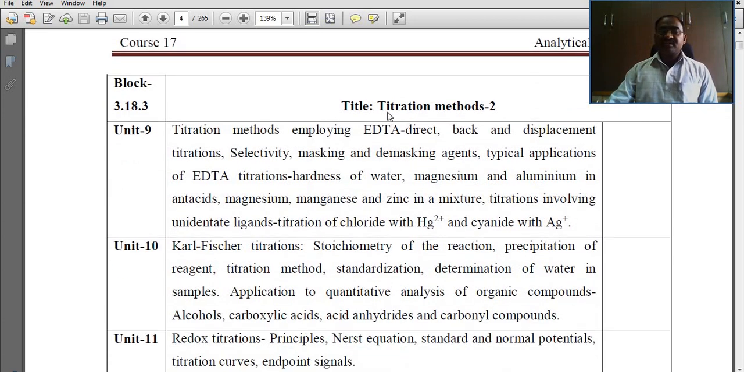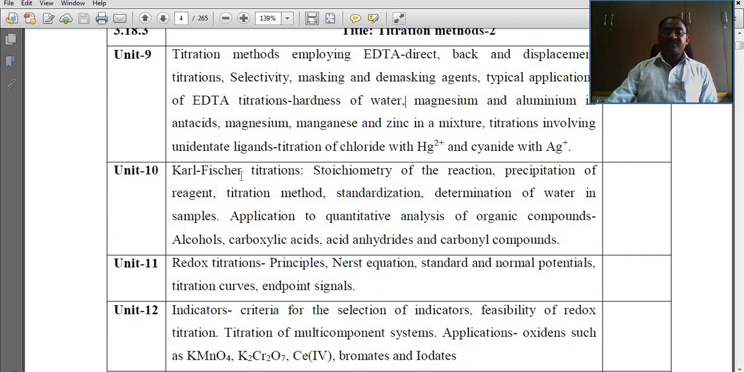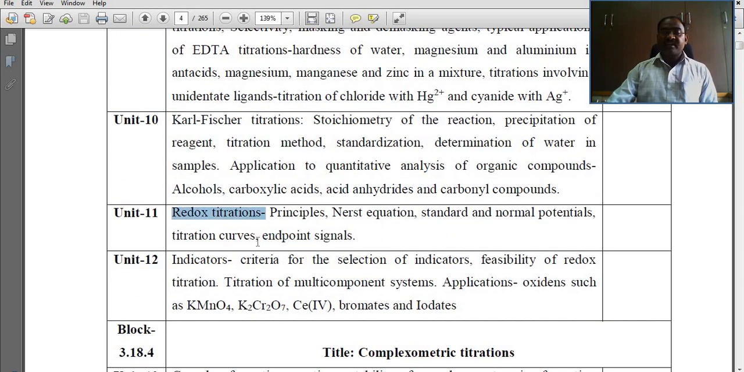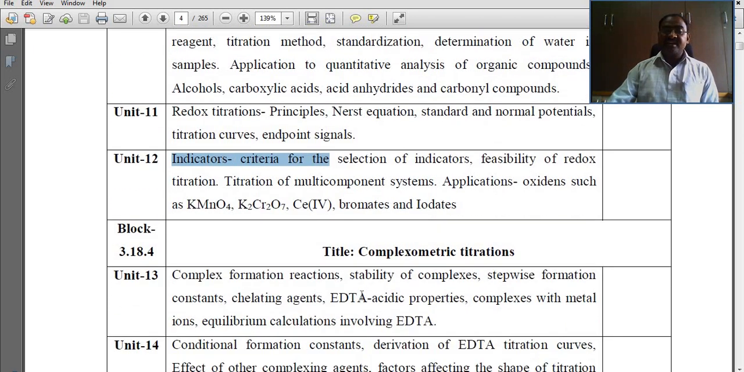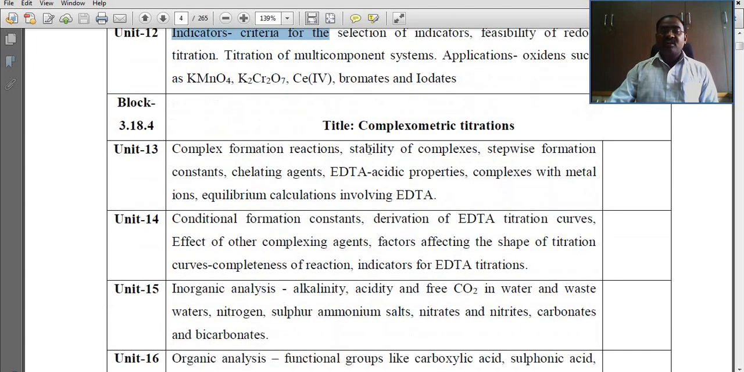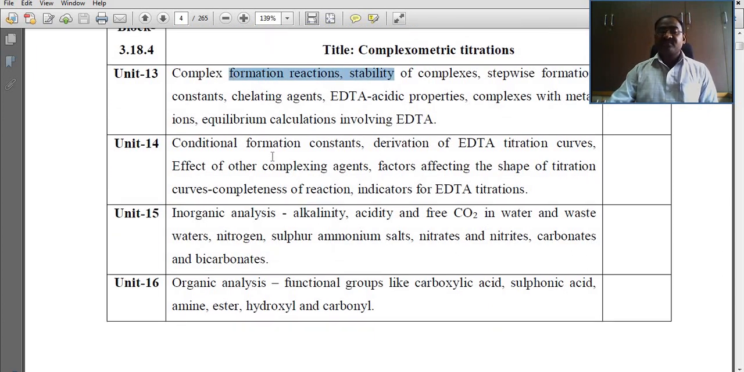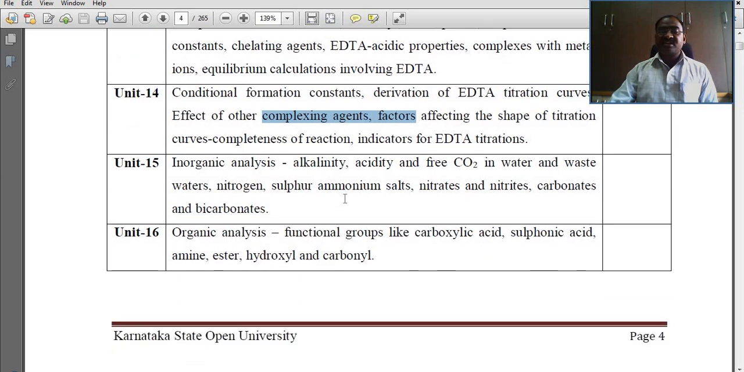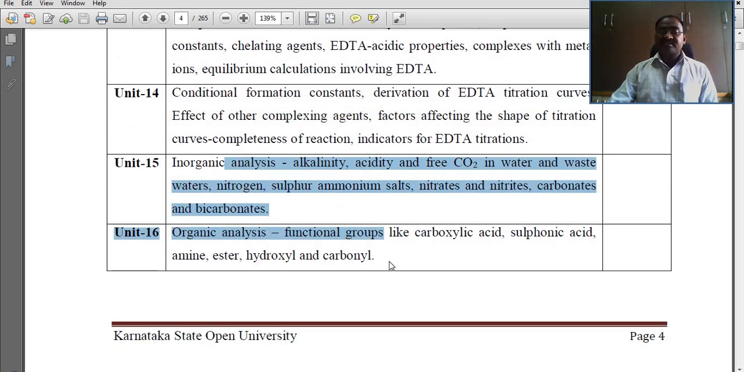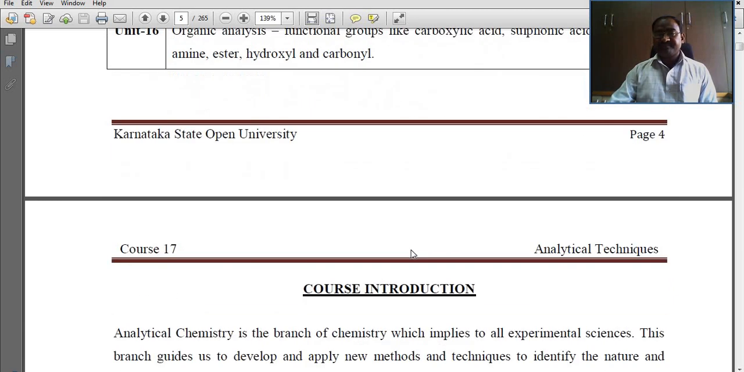The third block is a continuation of titrations method, but in EDTA titrations and Karl-Fischer titrations, redox titrations, and indicators, criteria for selection of indicators. The last block of this paper is complexometric titrations. What is complex formation reaction, conditional formation constant, inorganic analysis, and organic analysis.